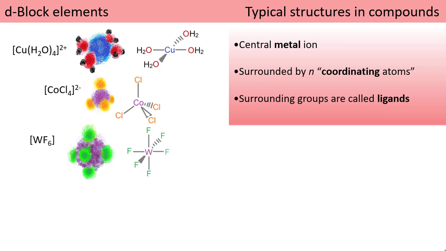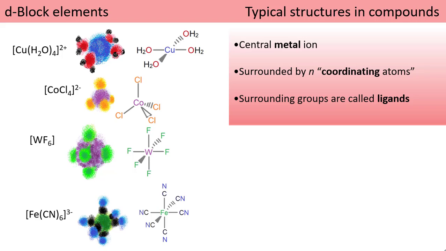Here's another. Tungsten hexafluoride has 6 fluorine atoms surrounding the tungsten, with the fluorine atoms on the vertices of an octahedron. This complex is overall electrically neutral, and like the other examples shown here, behaves as a molecular species. Next is an iron hexacyanide complex, which also has a local octahedral coordination geometry, with each iron atom bonded to the carbon atoms of the 6 cyanide ligands.